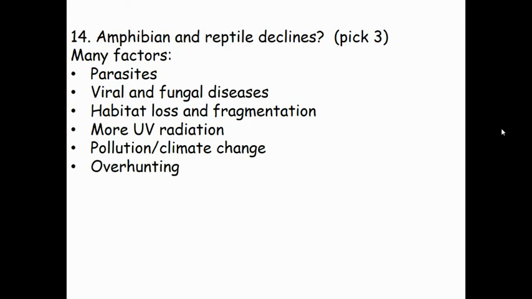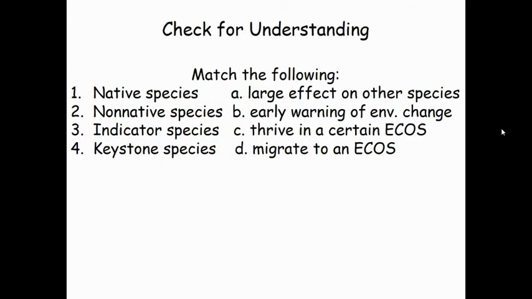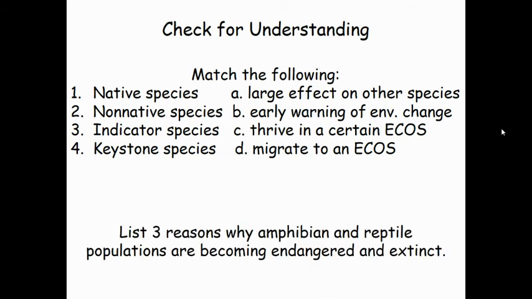Moving ahead in 5, 4, 3, 2, 1. Okay, match them up. Take a look back at number 12, 13, and 14 for these. So number 1, native species is C, thrive in a certain ecosystem. Number 2, non-native species is D, migrate to an ecosystem. 3, indicator species are used as early warnings of environmental change. So B, and then the last one, keystone species, they have a large effect on many other species. So A.